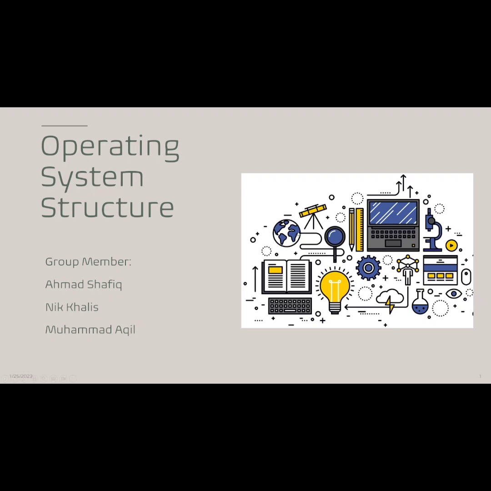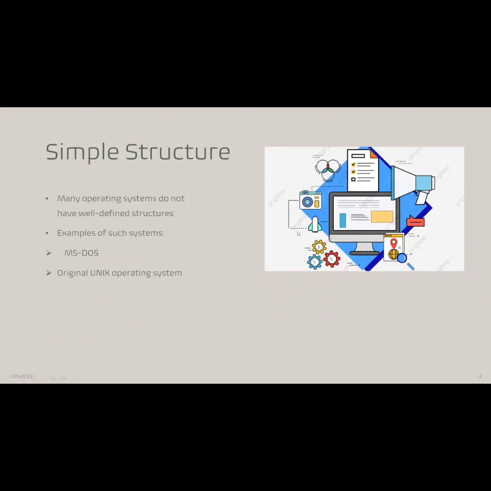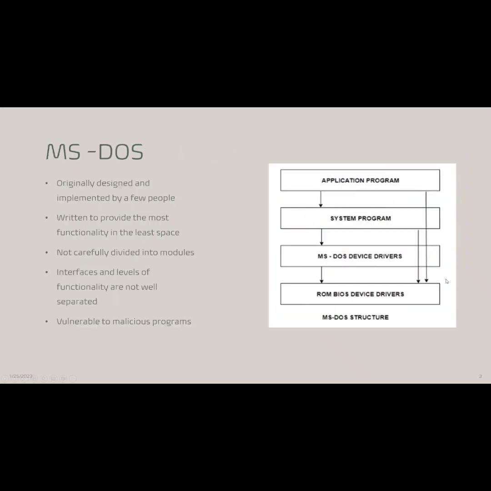Okay, so the first operating system structure is simple structure. In this structure, many operating systems do not have a well-defined structure. These systems start as small, simple, and limited systems, and then grew beyond their original scope. Examples of this are MS-DOS and the original Unix operating system. Let's look at the MS-DOS structure.